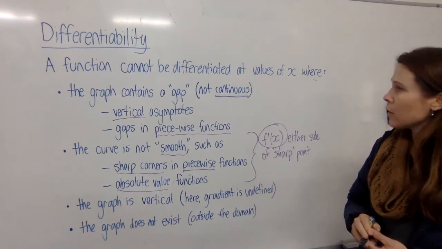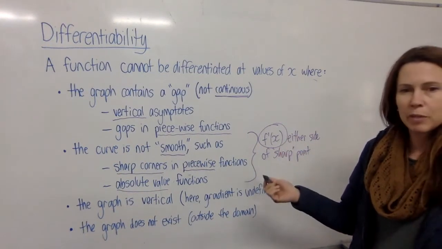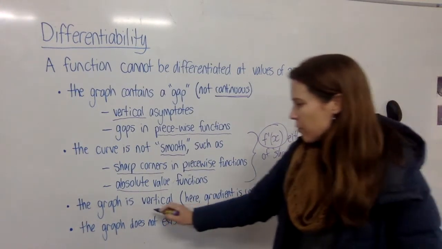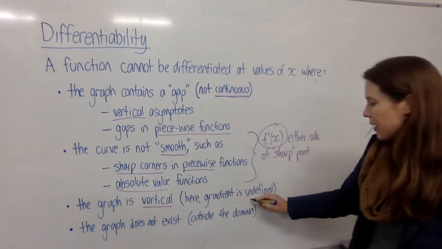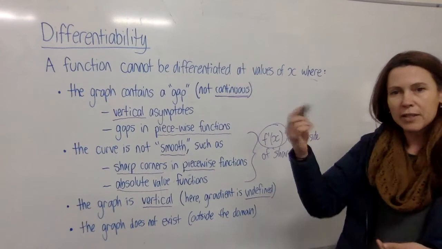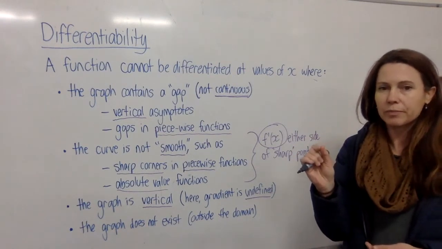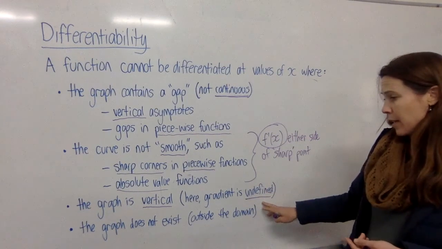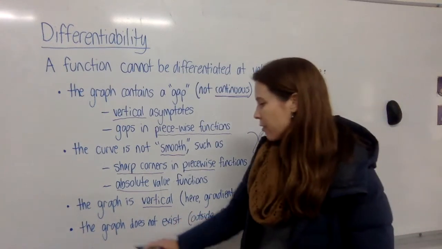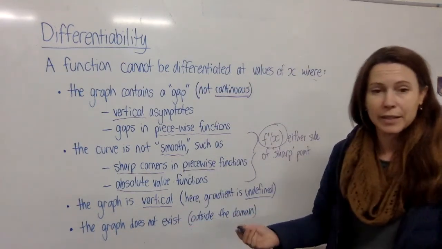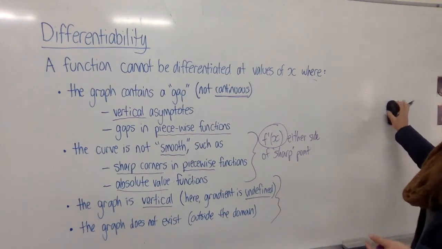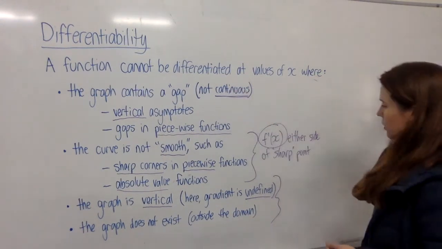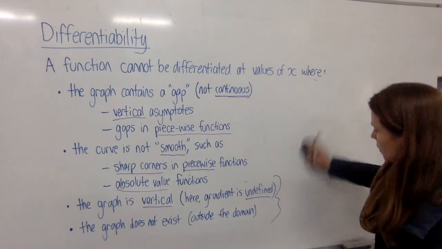Now, other reasons we might not be able to differentiate, well, you can't differentiate a section of the graph that is vertical. And that's because here the gradient is actually undefined. Rise over run, the run is 0. So we really can't differentiate that. We also clearly can't differentiate parts of a graph where the graph doesn't exist. So, I mean, we can see an example of both of these. Let's just make a bit of room on the board.